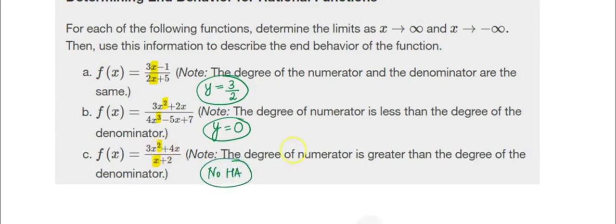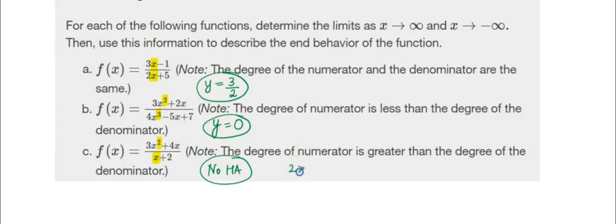However, the degree of the numerator is one more than the degree of the denominator, right? Just one. They're just 1 degree apart. If that's the case, then we know that there will be an oblique asymptote.